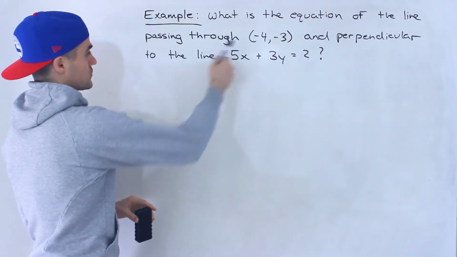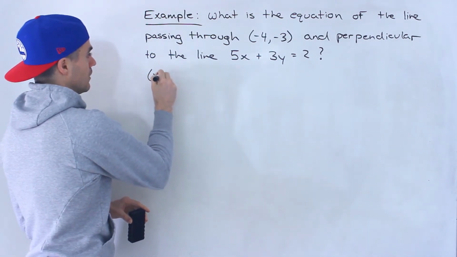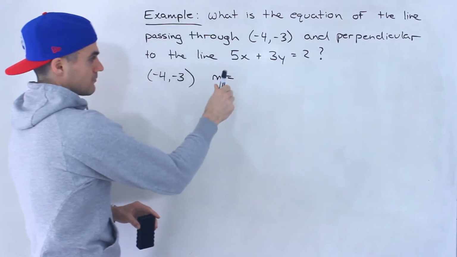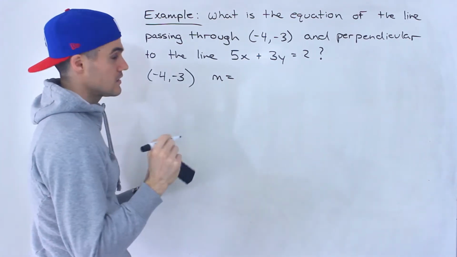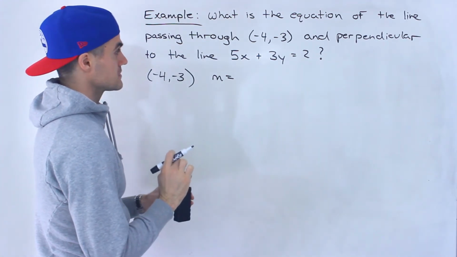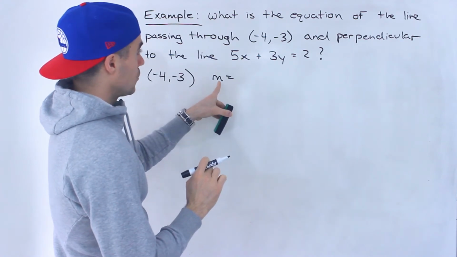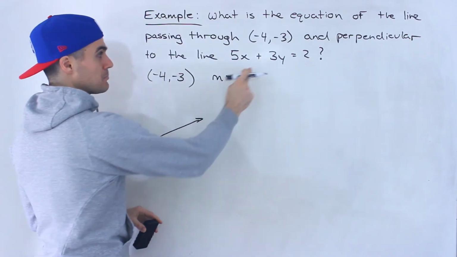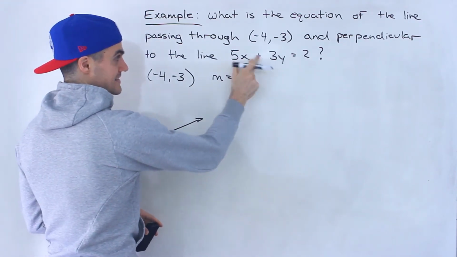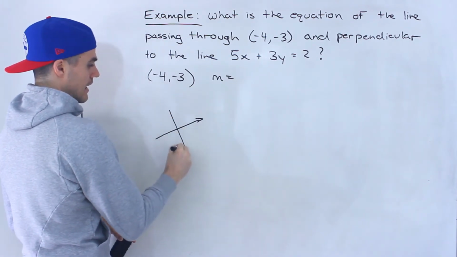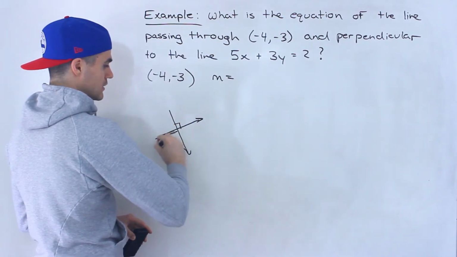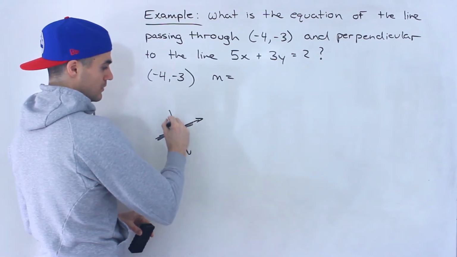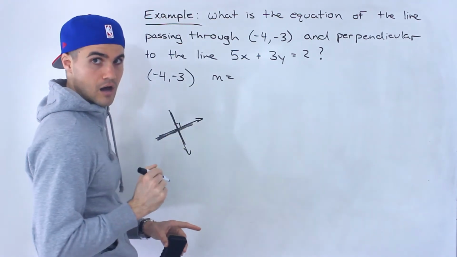Notice we're not given 2 points, we're given 1 point, this -4, -3, and we just actually need the slope. Once we have the slope and the point, we could find the equation in different formats. To get this slope, notice we're told that the equation of the line we're finding is going to be perpendicular to this line. Let's say that this line over here is like that. If the line we're finding is perpendicular to this line, it means that this slope is a negative reciprocal of that slope.